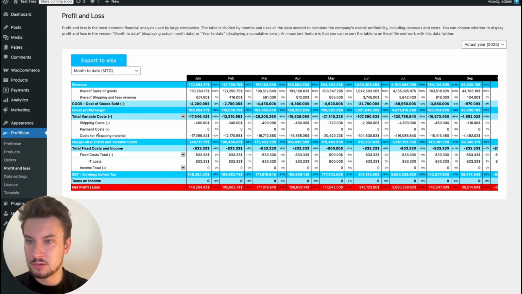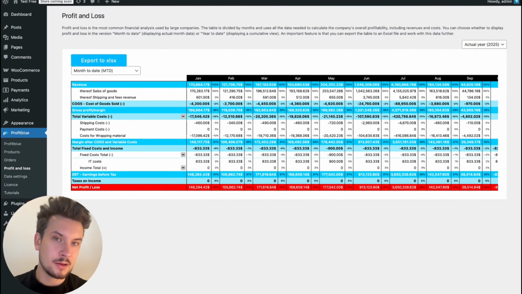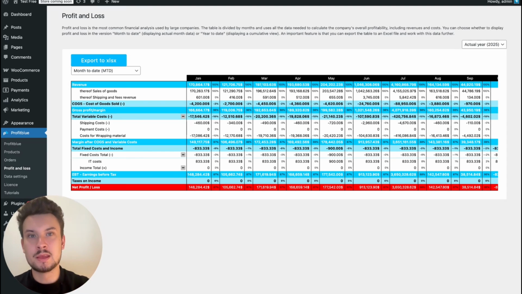After gross margin and gross profit, you get variable cost and fixed cost. Variable costs are the costs that increase based on the volume. So for example, if you have a 10% cost from the revenue, it's called variable cost. If you have 1,000 orders and 10,000 orders, this variable cost will be an absolute value 10 times bigger.